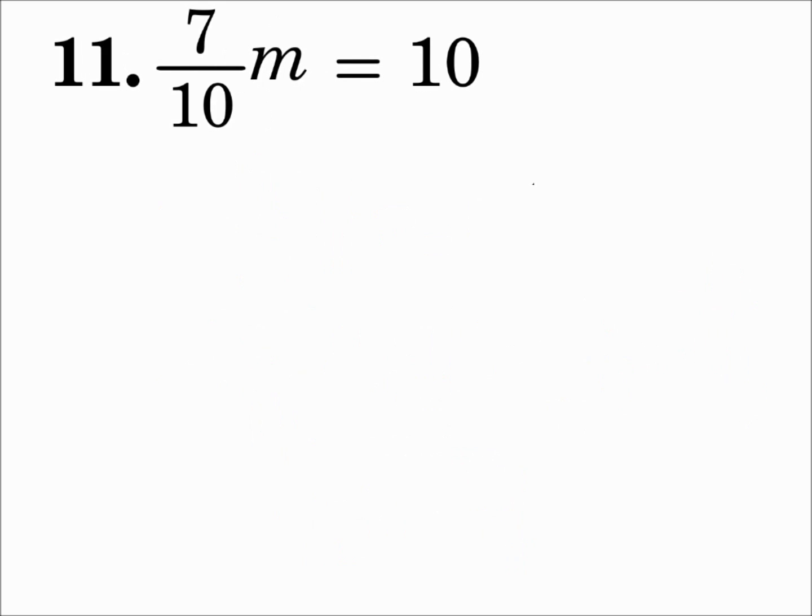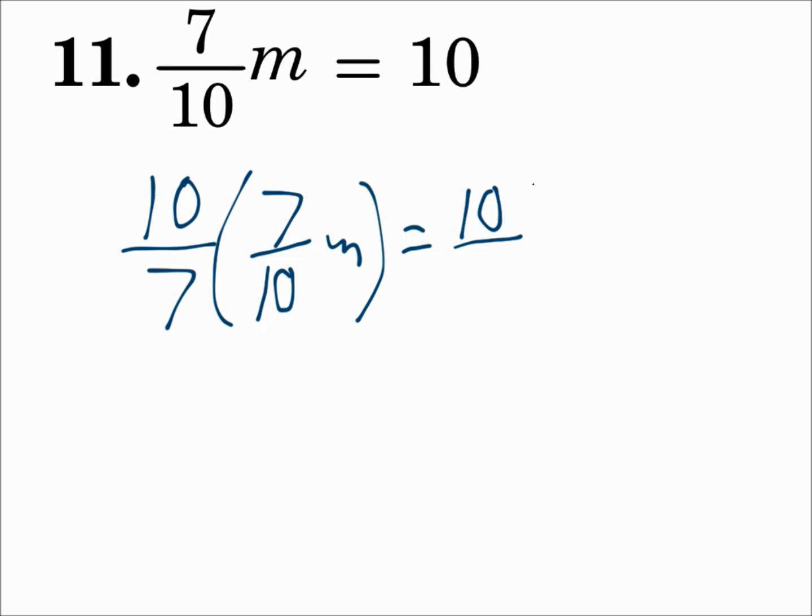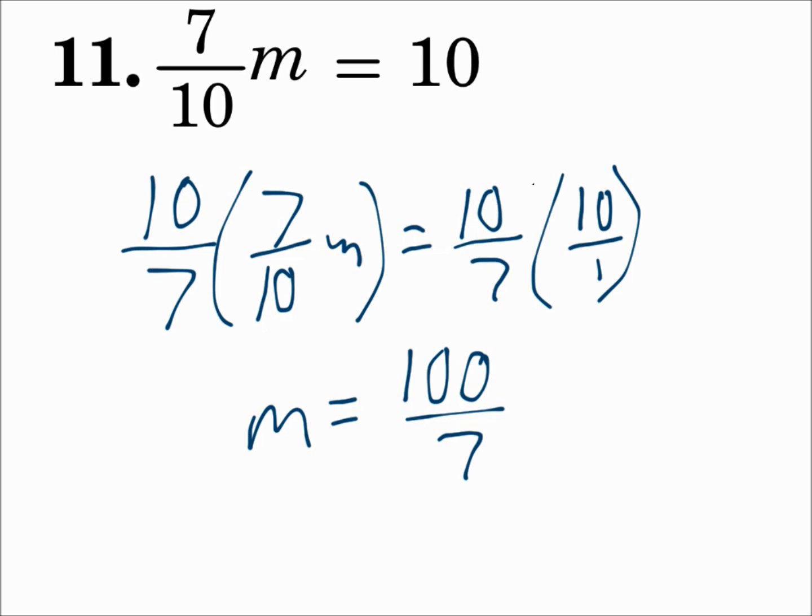Number 11. 7/10 m equals 10. Well, to get rid of the 7/10, multiply both sides by the reciprocal, which is 10/7. You can put the 10 over 1 if it'll help. 10/7 times 7/10 is 1. 1 times m is m. And 10/7 times 10 over 1 is 100 over 7.